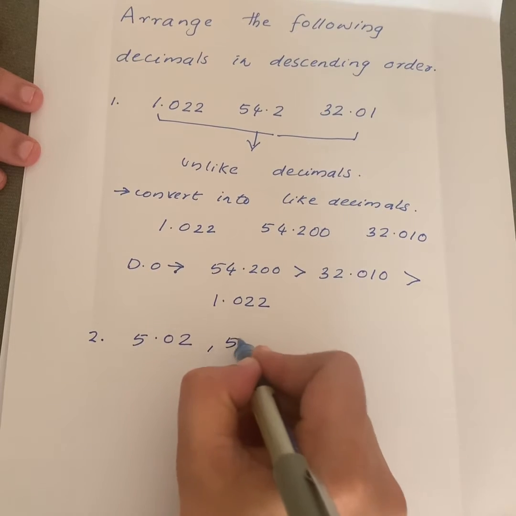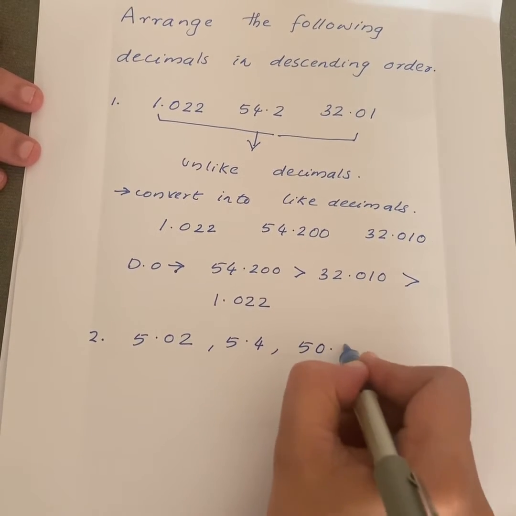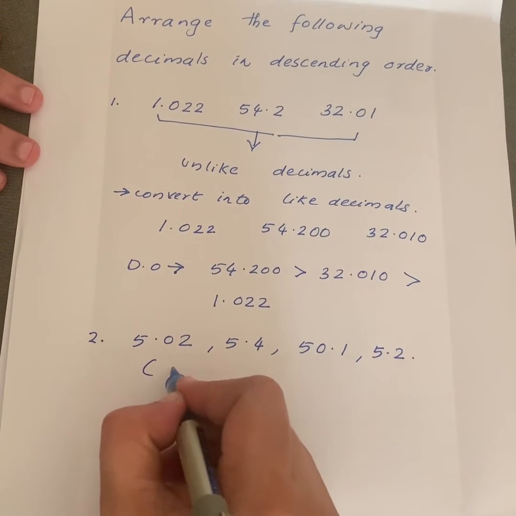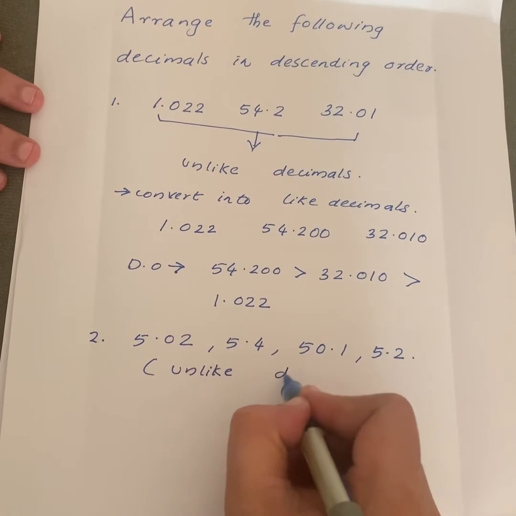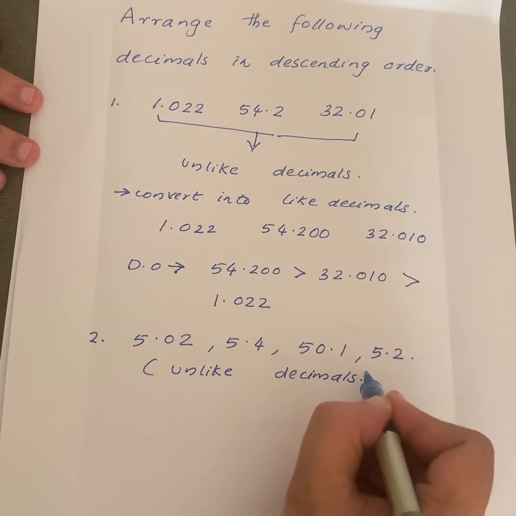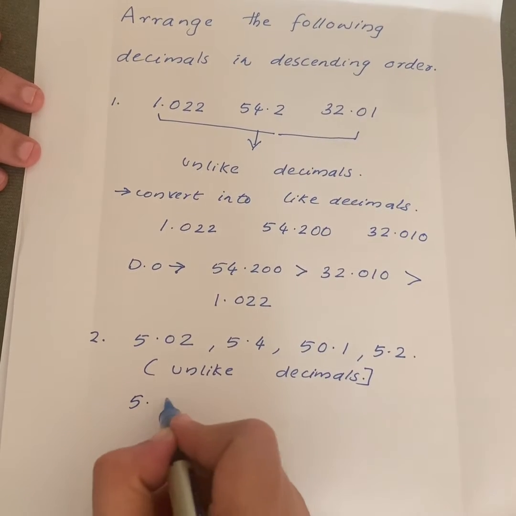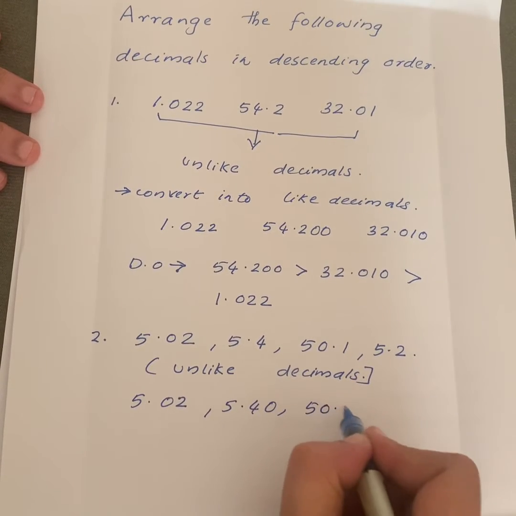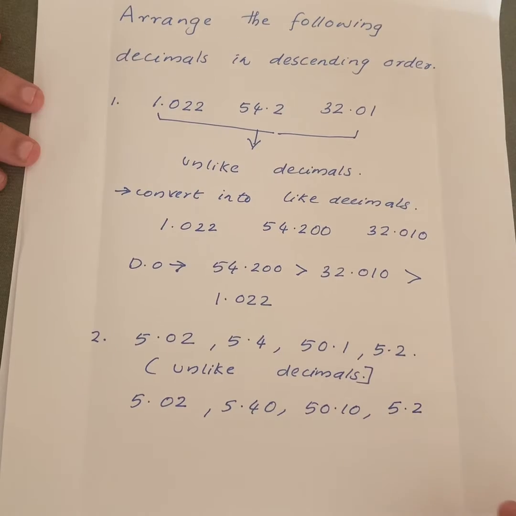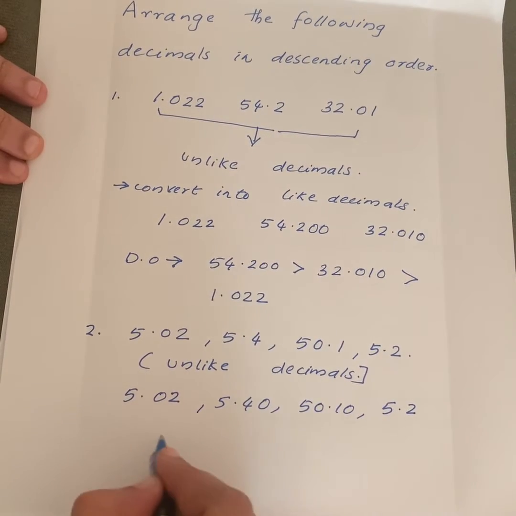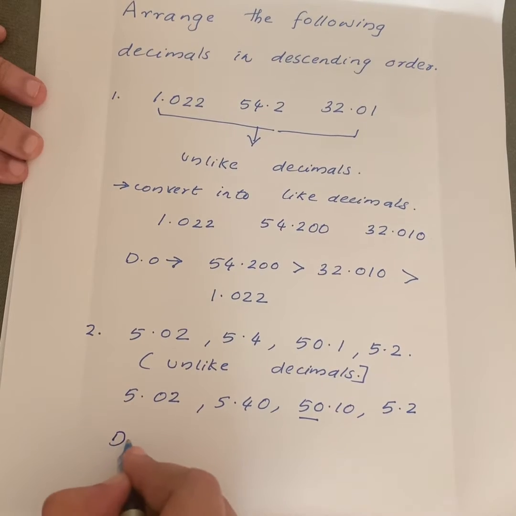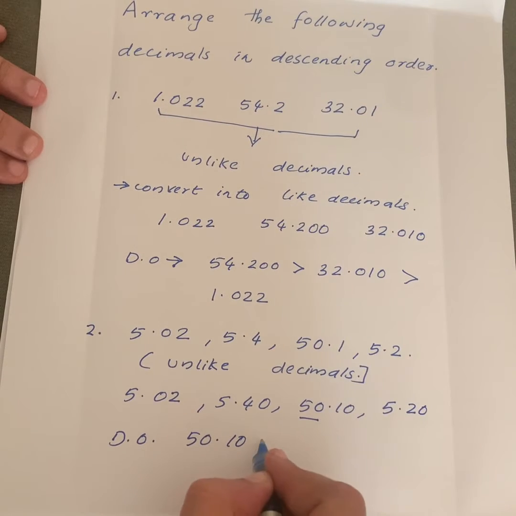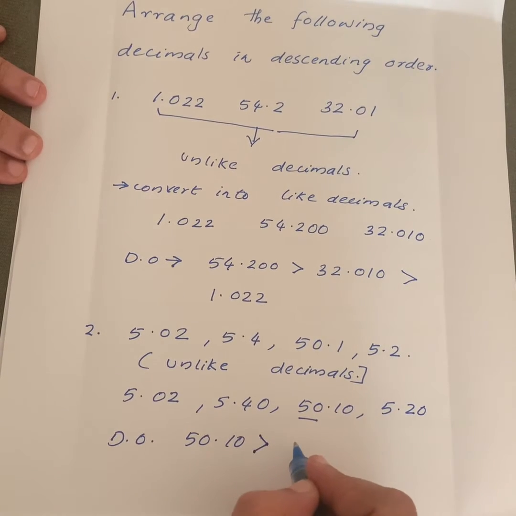And the second one is 5.02, 5.4 and 50.1 and 5.2 also. So these are unlike decimals, so we have to change them into like decimals by adding a zero at the end after the decimals. So after adding, for descending order, 5.2 becomes 5.20, and then it is a like decimal.